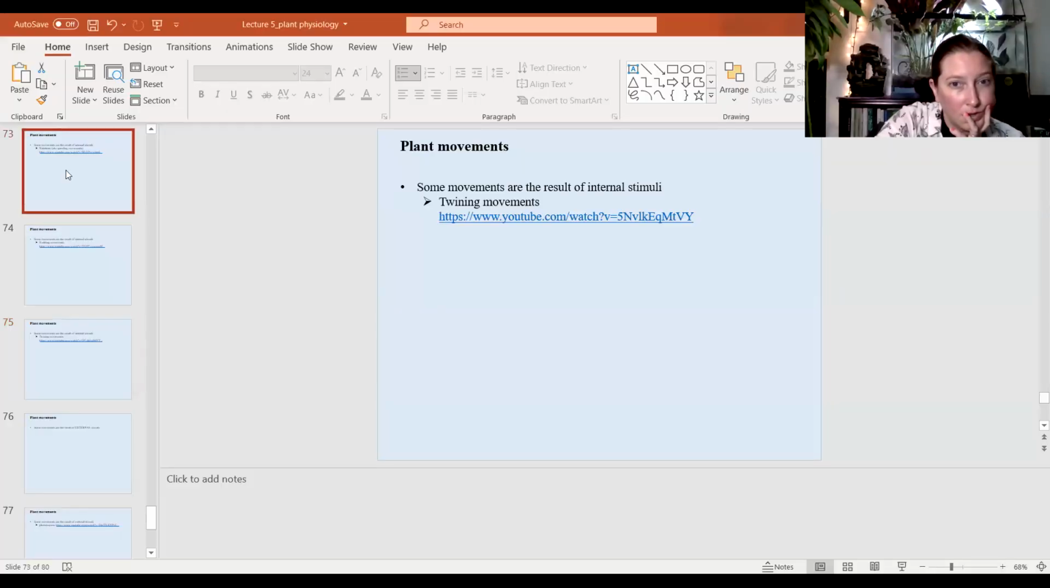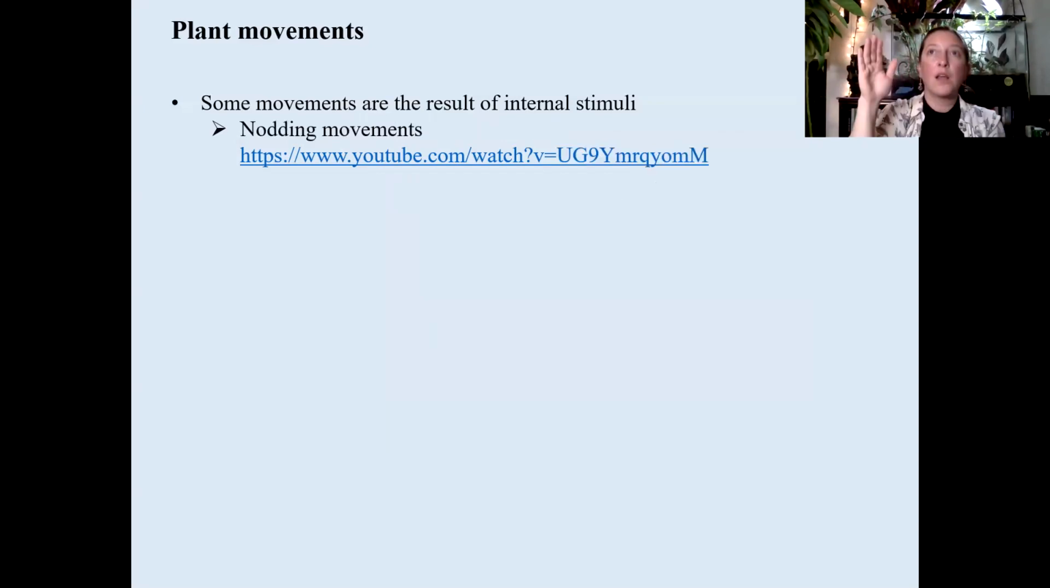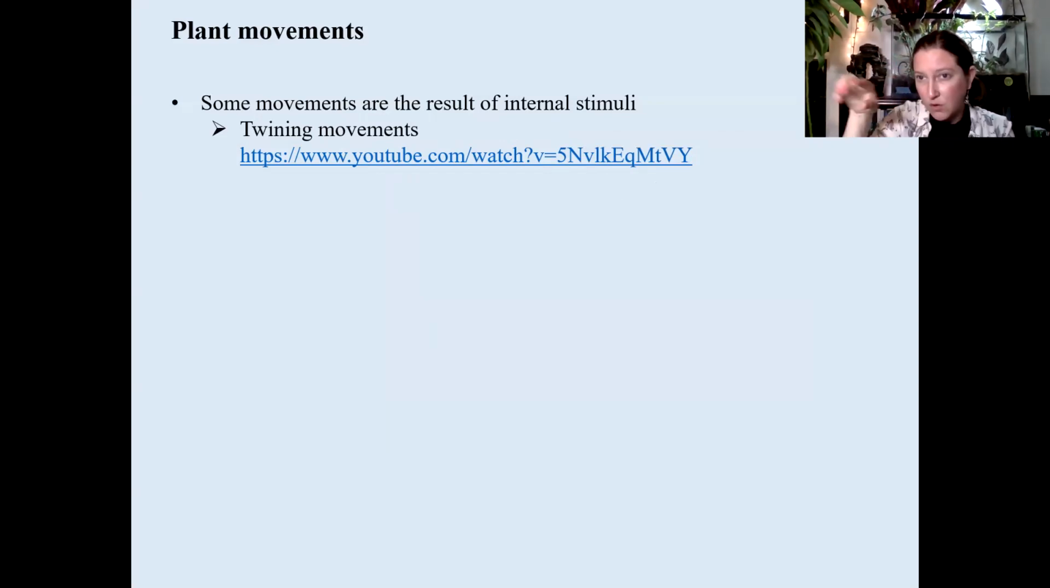So I should stop sharing that and share this. So the nutations were those kind of spiraling movements where the plant's looking for something to grab onto. Nodding movements are more like how the plant moves as it's getting taller. Twining movements were those little curlicue things that it uses to grip onto something. And those are all examples of internal movements brought about by internal stimuli. So there's stuff happening inside the plant that's causing those types of movements.